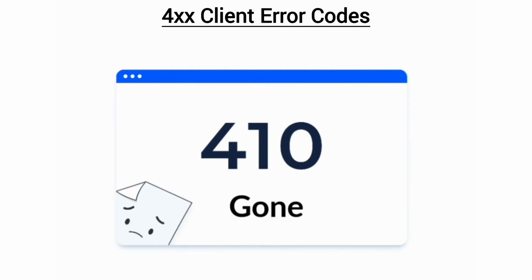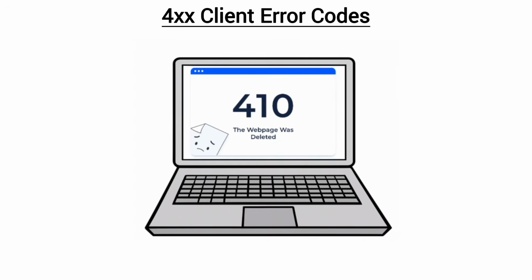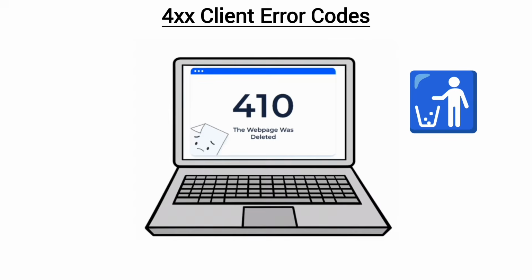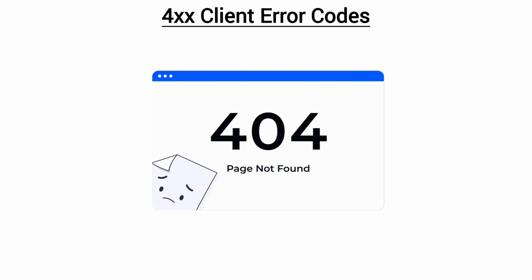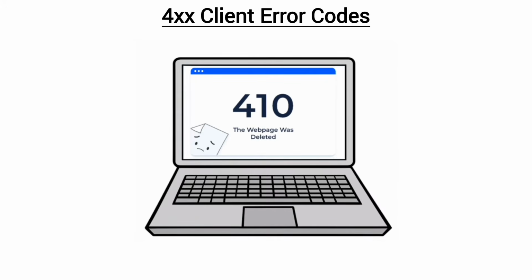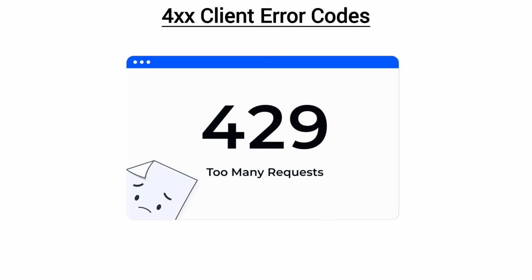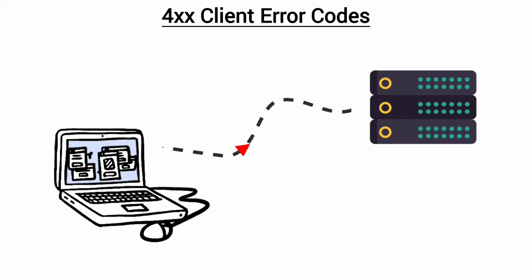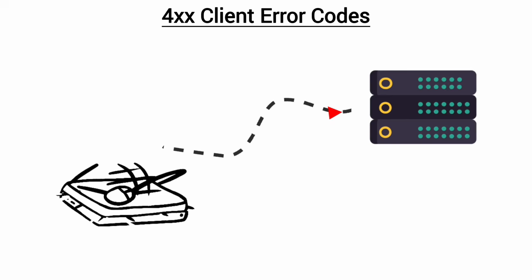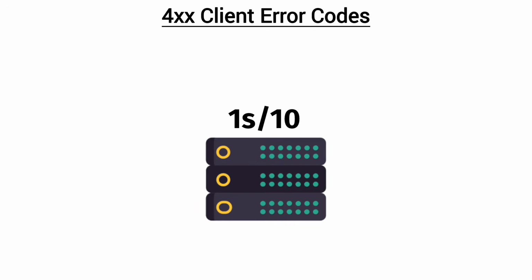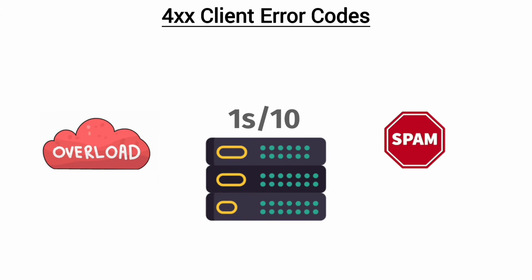Code 410 means gone. This means the page or resource you are trying to reach has been permanently removed. Unlike 404, which means not found for now, 410 tells the browser that the content is intentionally deleted and will not return. 429 means too many requests. This appears when you or your browser send too many requests to the server in a short time. The server limits the number of allowed requests to prevent overload or spam.